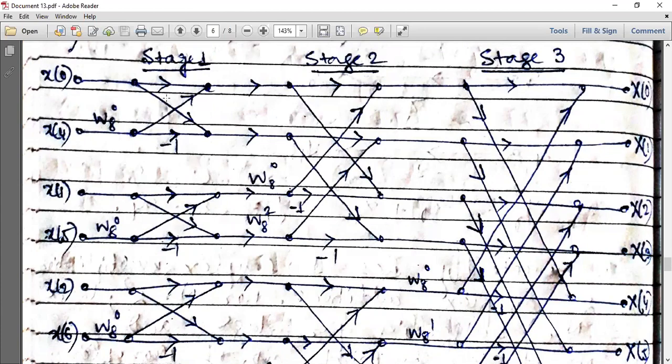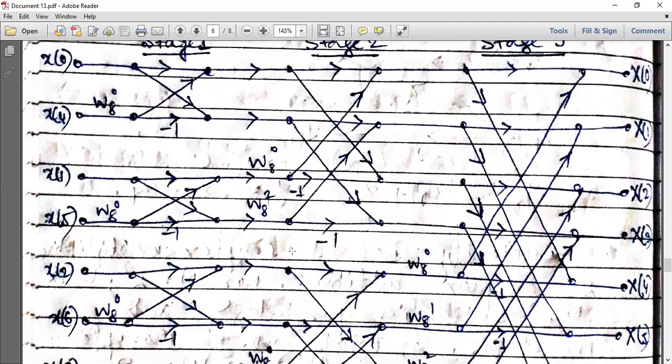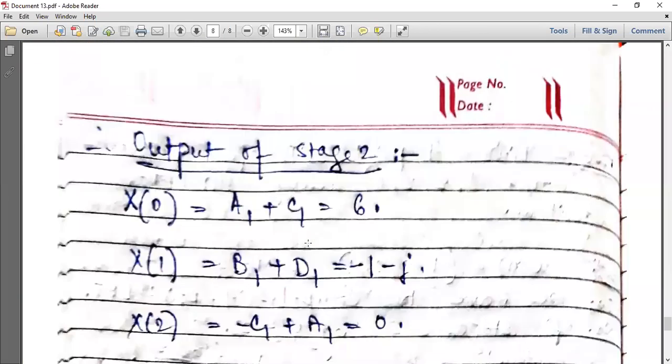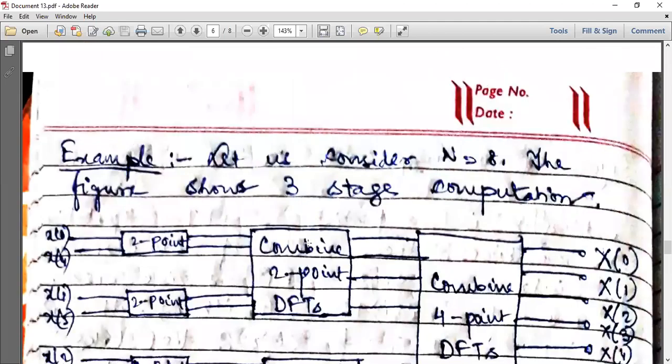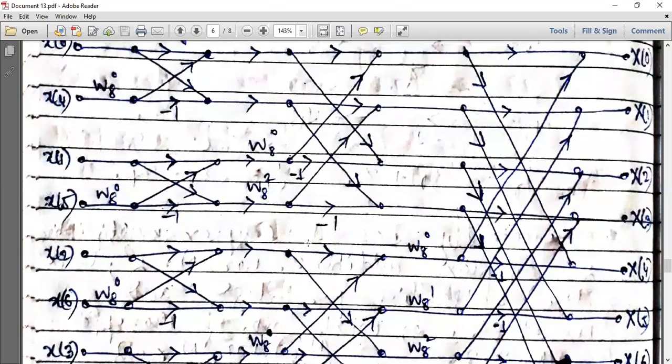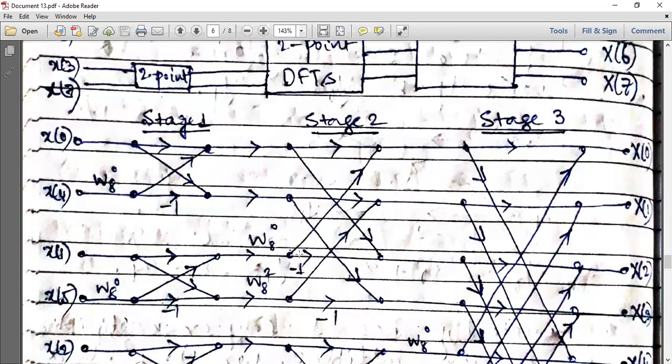Then this is the output one. Then combining this and this, I have done 2 butterflies. Combining this and this, I have done 2 butterflies. So again I have done these arrows. Again, combining these 2 steps, I have done stage 3. This is stage 3. So let me explain one by one.